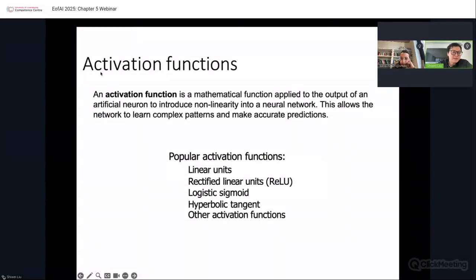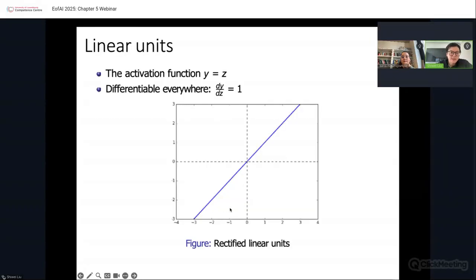Another important component of neural networks is the activation function. An activation function is a mathematical function applied to the output of a neuron to introduce nonlinearity into neural networks. This allows the network to learn complex patterns and make accurate predictions. There are many types of activation functions. The most famous ones are linear units, ReLU (rectified linear units), sigmoid, and tanh. I will briefly mention each of them. Linear units map your input linearly to your output. This doesn't give you any nonlinearity, but in some cases people use that.